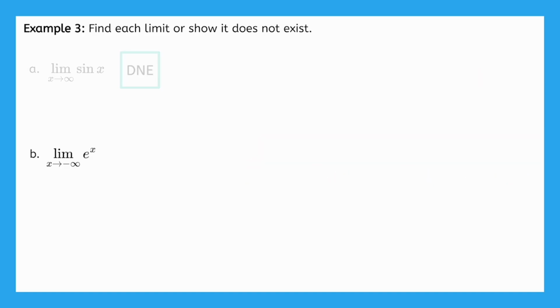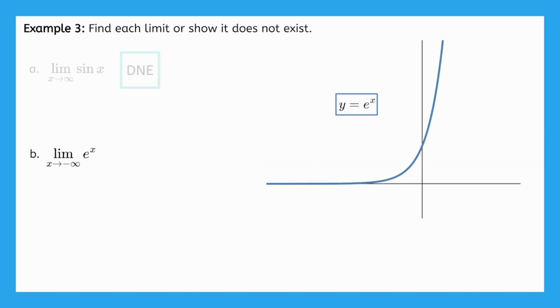Now let's look at the graph of the exponential function e to the x. What happens as x approaches -infinity? We know this function has a horizontal asymptote at y equals 0 because, specifically as x decreases without bound, the function approaches 0. Therefore, this limit is 0.